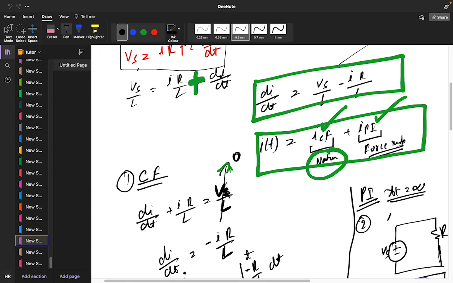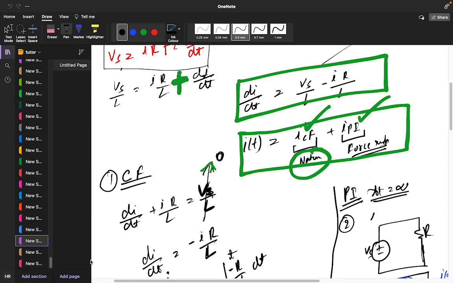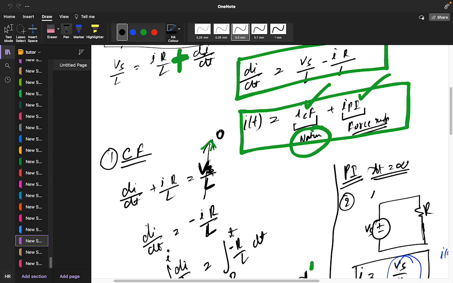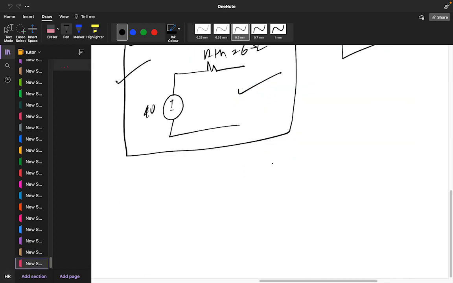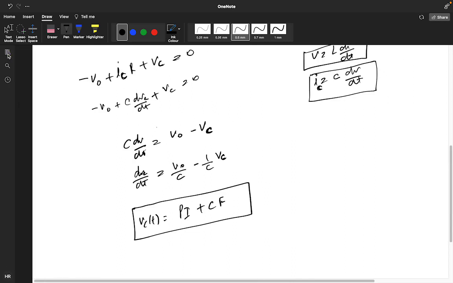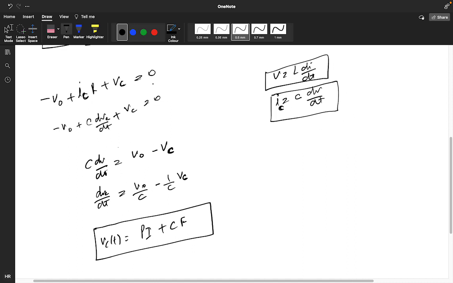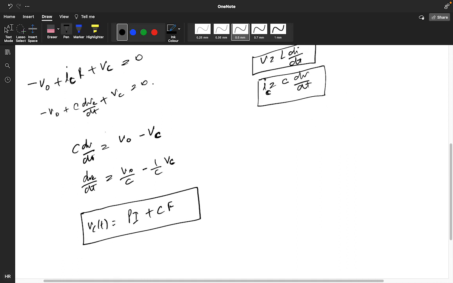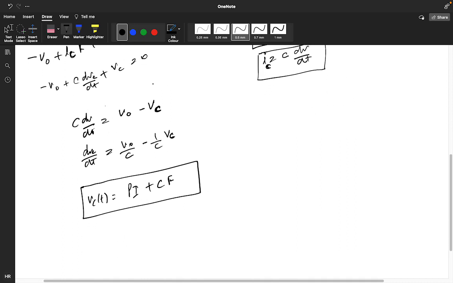So what will you make 0 for finding the forced response? Guys, what will you make 0? V0. For finding the forced response, you will make V0 equal to 0.